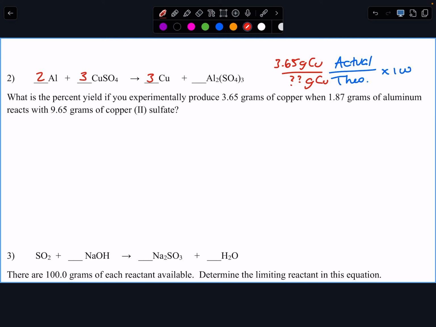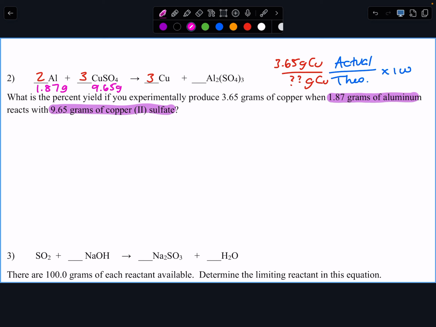You can see, right? It's not too small? Okay. So, what are the other numbers I get? I get 1.87 grams of aluminum and 9.65 grams of copper sulfate. And what happens between those 2 things? So what are they? Reactants. Okay, I have 1.87 grams of aluminum and 9.65 grams of copper 2 sulfate. So look at that. I'm given grams of both of these reactants.